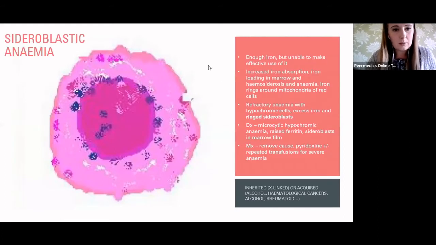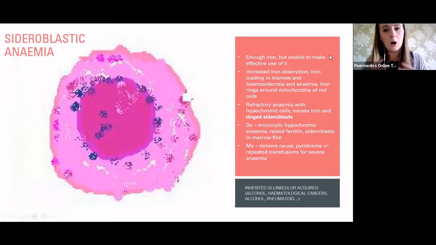So sideroblastic anemia, one of your rarer ones, but it still kind of deserves a mention. You've got enough iron, you just can't make effective use of it. So what you end up getting is these rings of iron around the mitochondria of the cell, these hemosiderin deposits everywhere, and they give the cell this characteristic ring, which is where the anemia gets its name from.